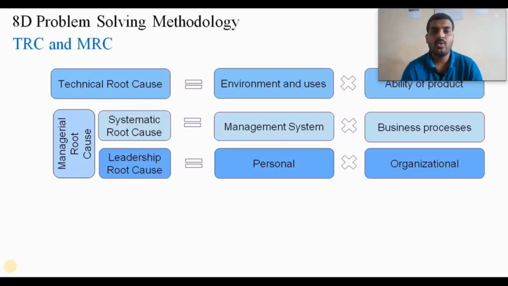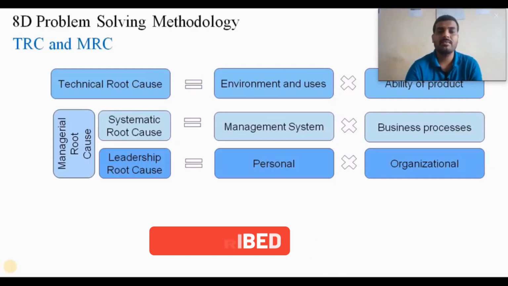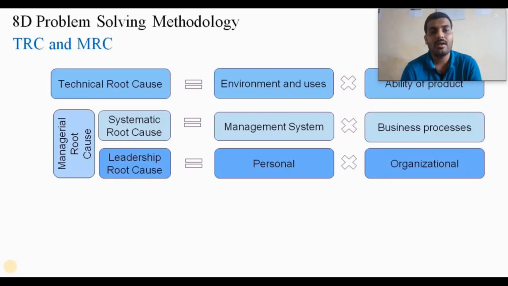Up till now we have learned D1, establishing a problem solving team, then D2, problem description, then D3, taking containment actions, and then D4, cause and effect analysis. I think up till now you are clear with all these four steps. So without wasting much time, now we will move to the next phase, that is D5, defining corrective action and proving its effectiveness. You have to define the potential corrective action to eliminate the root cause.